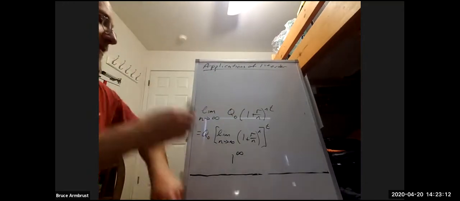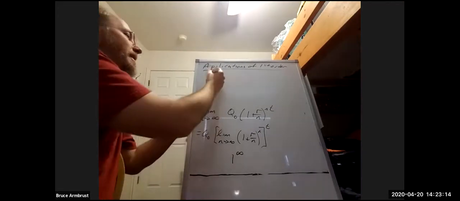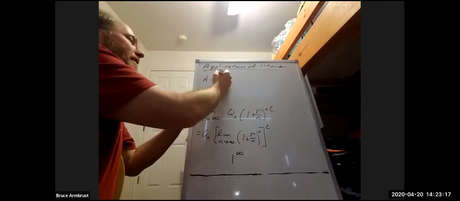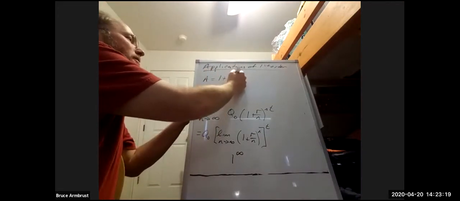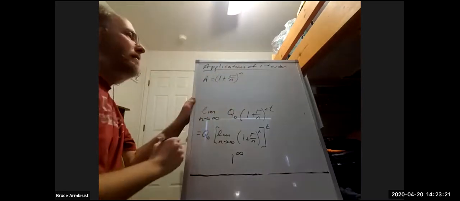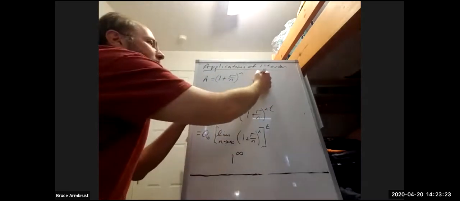So first things first, I'm just going to call this, say, A. A is going to equal 1 plus r over n to the n. So I'm going to take a natural log.